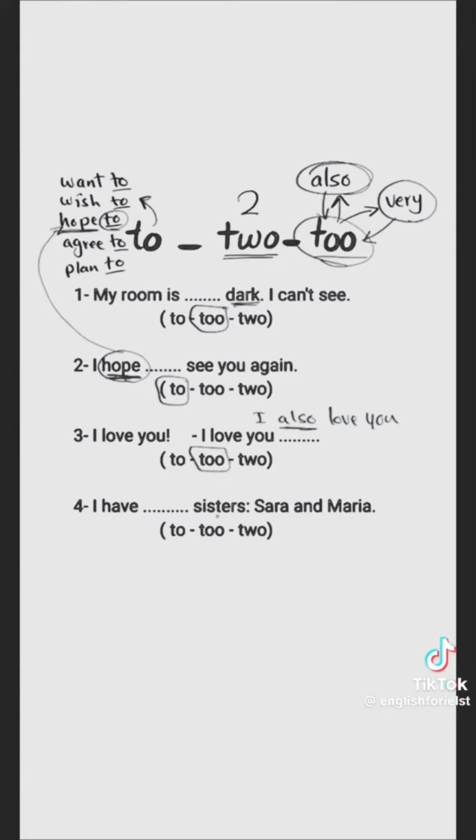I have two sisters. Sarah, one, and Maria, two. So I mean the number of sisters here. So the answer is "two", T-W-O.